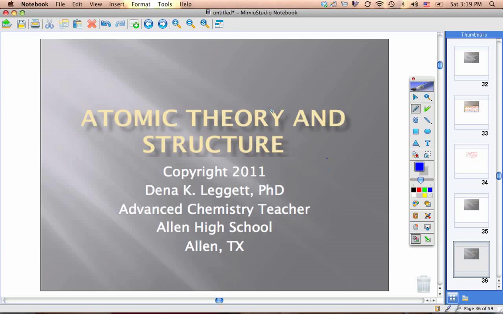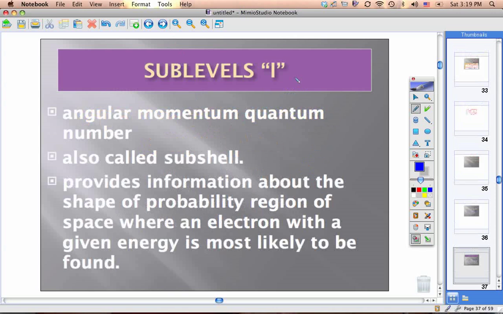Welcome back. We are with Allen High School, and we are continuing our discussion on quantum numbers as we study the structure of an atom. Now, our second quantum number is given the letter L as its designation, and it is called the angular momentum.